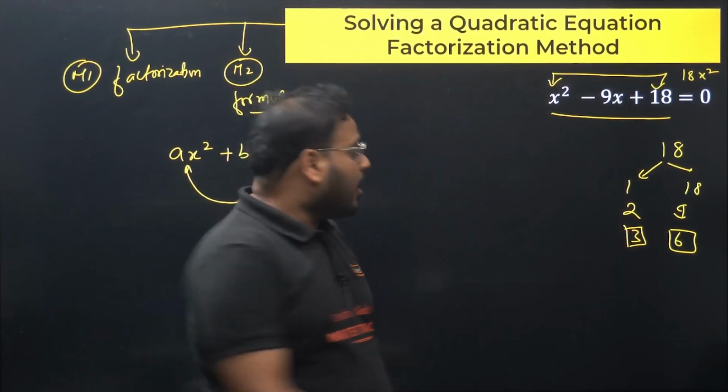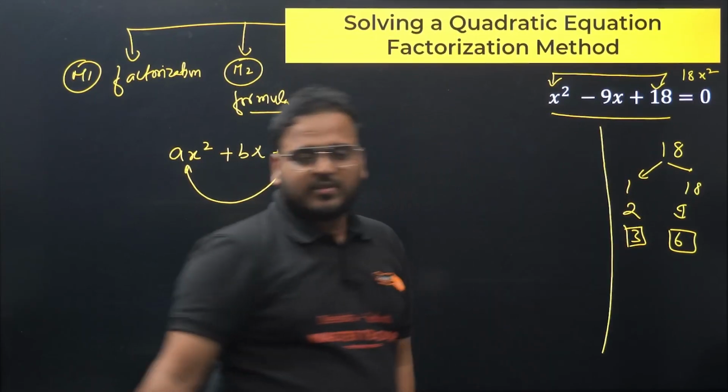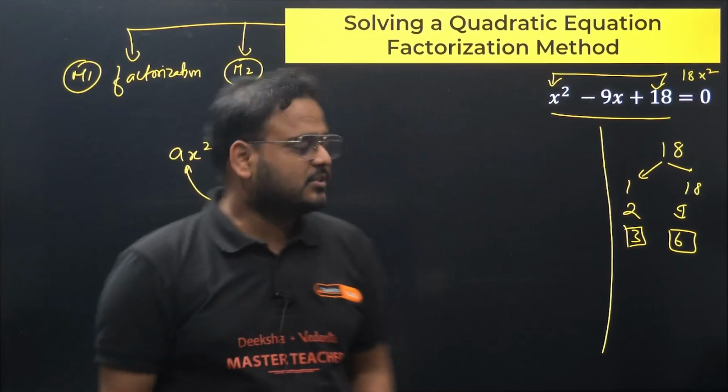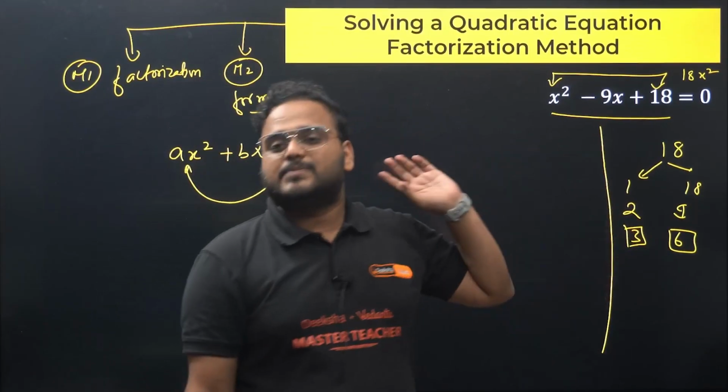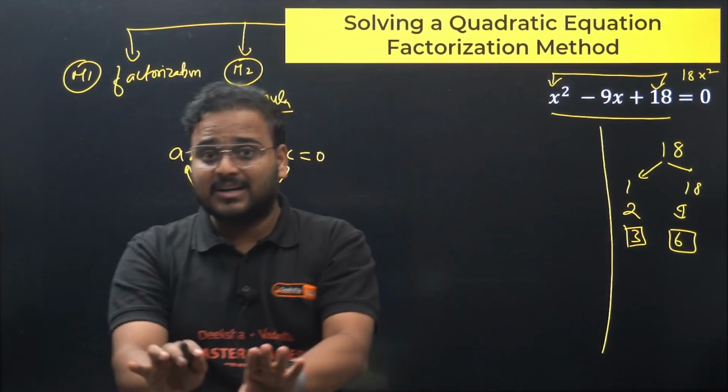So will this always be utilized like this? Most of the cases work on this only. This is called the tree method or splitting the middle term method. You have all learned it actually, right?